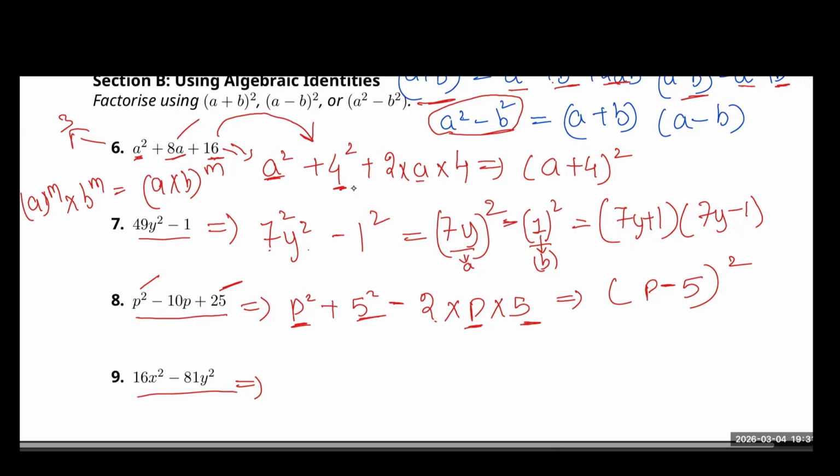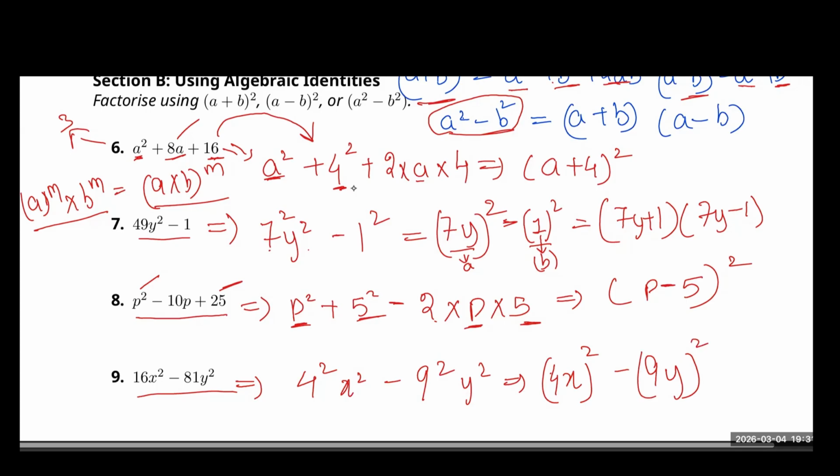Now, 16. Always remember, try to convert the given number into square terms. 16 can be written as 4 square, x square will be as this, minus 81 is 9 square and y square. If the bases are having the same power, multiply and take them under the same power. 4 into x is 4x square, minus 9 into y is 9y square.